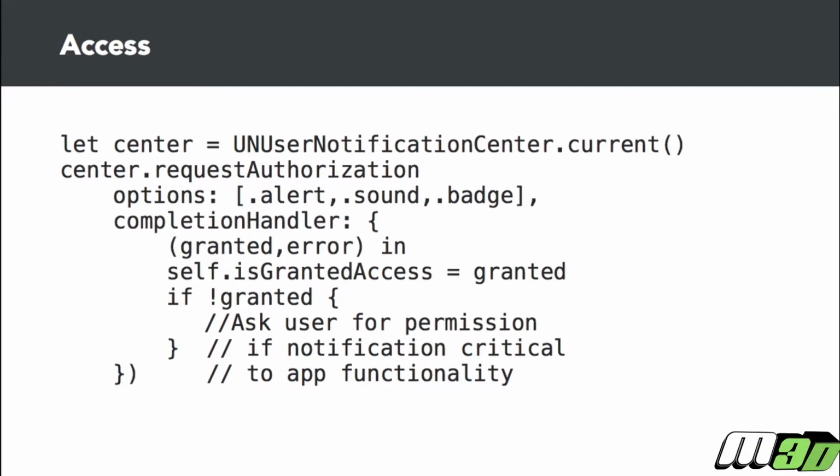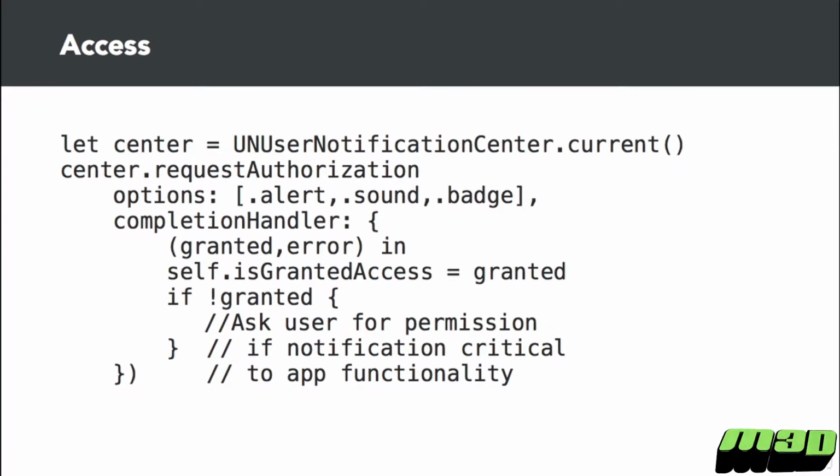The completion handler closure sets a property, isGrantedAccess, you'll use in your code to check if the access is granted. On the first run of the application, the user is presented with an alert to permit user notifications. If they reply no, notifications are suppressed in our code based on the isGrantedAccess flag.